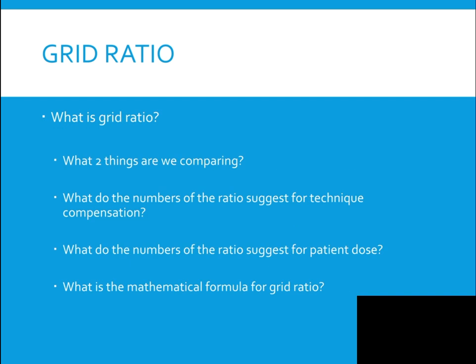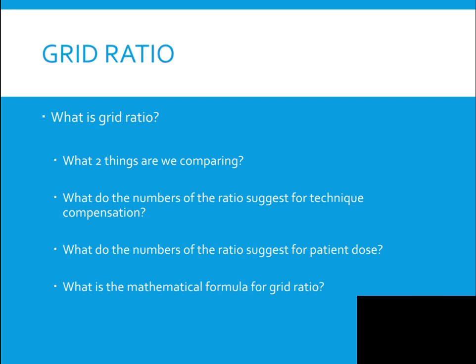So grid ratio is one thing that you're going to have a tendency to trip up on. Grid ratio is the height of the grid divided by the distance in between the grid strips, so the width of the interspace material. So those are the two things that we're comparing, the height of the grid strip divided by the distance in between. Sometimes you have a tendency to go with the height of the grid strip divided by the thickness of the grid strip, and you're always going to get it wrong. And most of the time, your multiple choice questions are going to come with that as a potential answer. So make sure that you're comparing the right things, the height of the grid strips divided by the distance in between them.